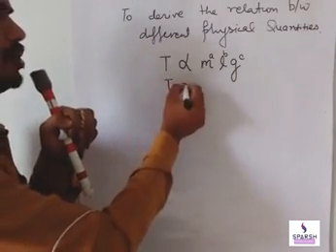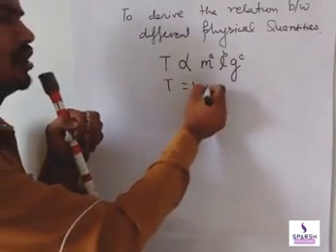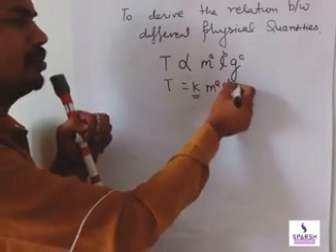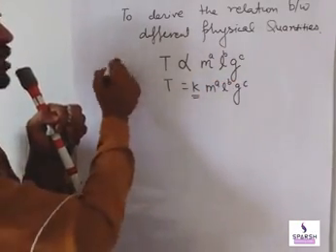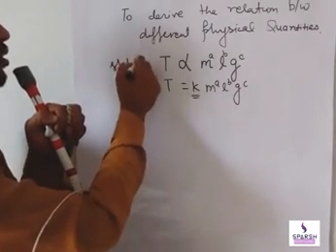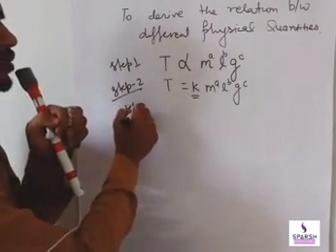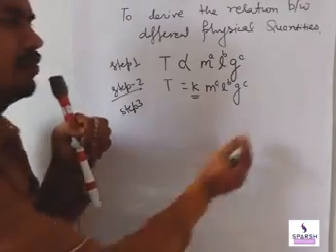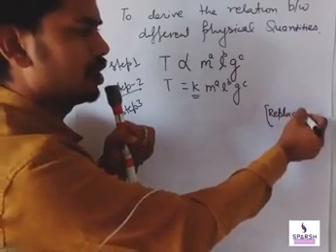Now we put a constant here. This constant cannot be determined by dimensional analysis. So T equals k, M to the power a, L to the power b and g to the power c. This is step 1, this is step 2. Now in step 3, we are replacing the quantities with their dimensional formula.